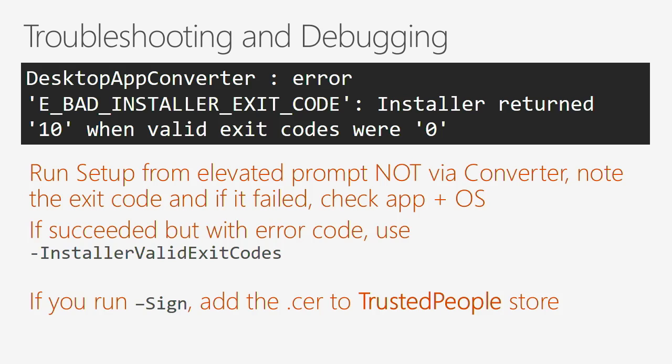And if it failed, that's when you want to check the app and the operating system version to make sure that they're compatible. If it succeeded but with the error code, then I want you to use the installer valid exit codes flag when you run the installer, so that we're able to go ahead and see the log file and see what the valid exit code error messages are. And as I mentioned before, one thing that we have seen some folks, particularly if you're not familiar with UWP and getting comfortable with the environment of certificates, do is install Visual Studio, get your publisher certificate, and when you run sign, make sure that you add your debug certificate to the Trusted People store.